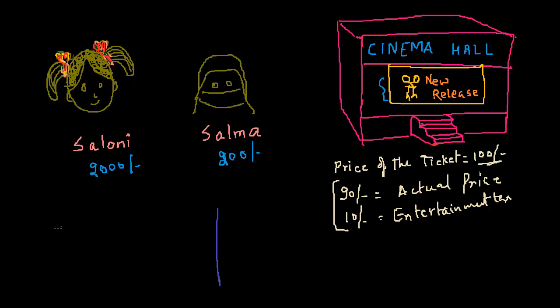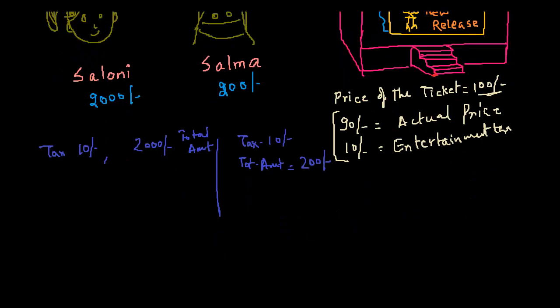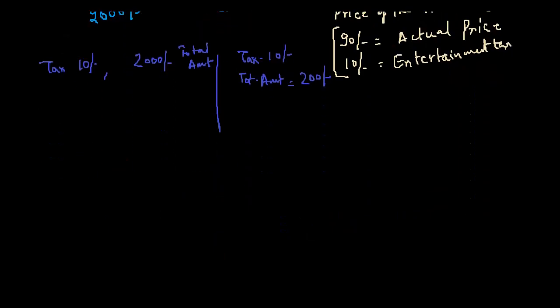Saloni pays 100 rupees for the ticket, and out of that 100, 10 rupees is the amount of tax. The total amount that she has is 2000. And in the case of Salma, the tax amount is the same, that is 10 rupees, and the total amount that she has is 200 rupees only. Now, how to calculate tax? Let us see here.